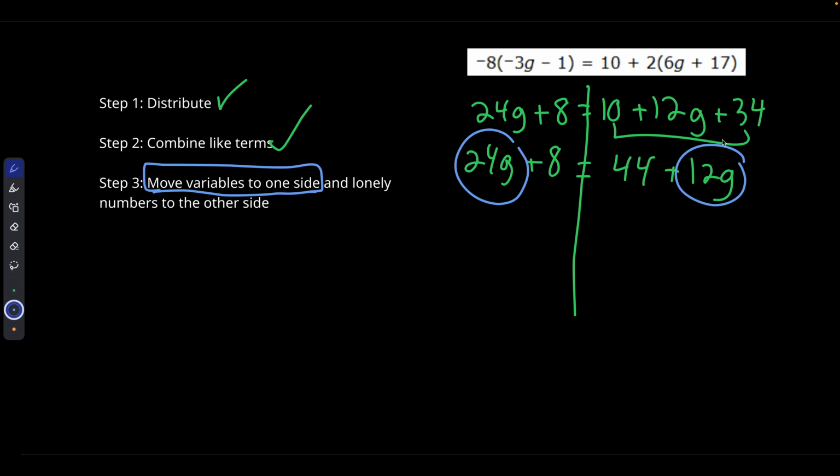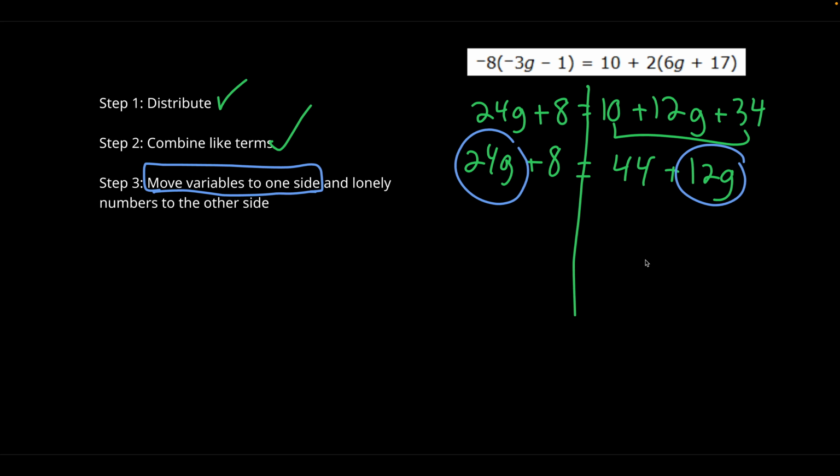You have to choose, okay? Variables are just letters. You can put all the letters on the left side or you can put all the letters on the right side. Do you want to move the 12G over here, or do you want to move the 24G over here? I like to put the letters on the left. It's up to you, but I'm going to put the letters on the left.